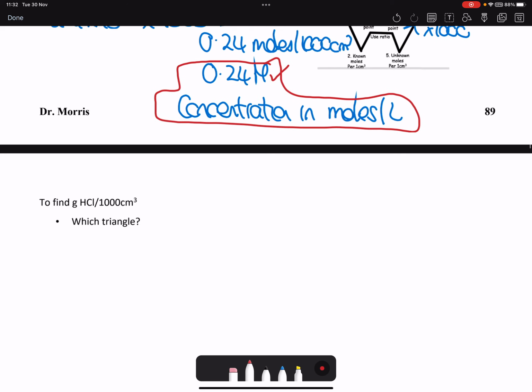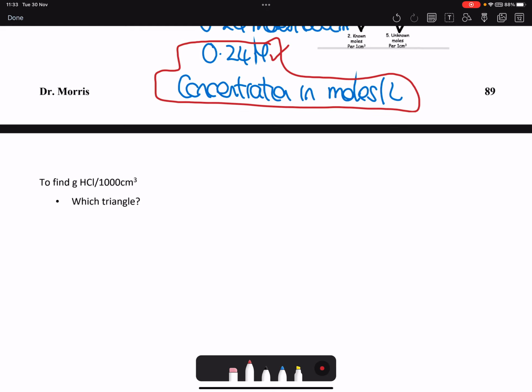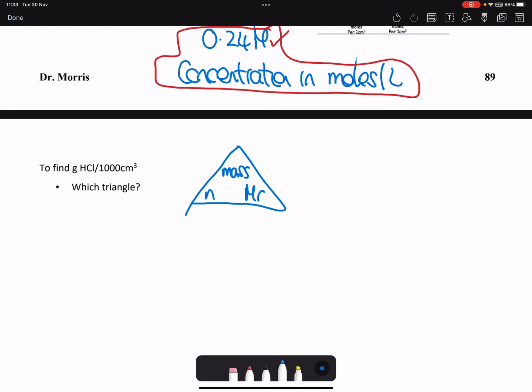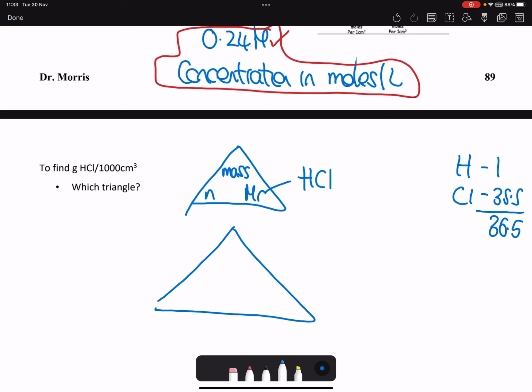The next thing we have to do is convert the moles per litre into grams per litre. So moles into grams, there's only one triangle that we can use, and that's going to be our mass triangle. So moles over here and molar mass over here. So I now have, it's the molar mass in this case of HCl. So H is equal to 1, Cl is equal to 35.5. My molar mass is going to be 36.5. So if I'm filling in my triangle, I now have 0.24 over here multiplied by 36.5.